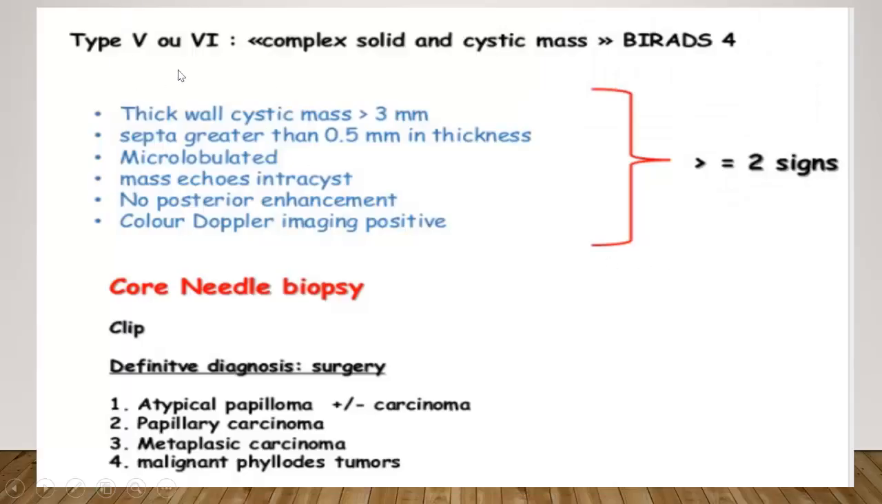Okay, type 4 and type 5 and type 6, complex cystic and solid lesions, those that we give PI-RADS 4. Thick wall cystic mass more than 3 millimeter, septi greater than 0.5 millimeter in thickness, microlobulated in parts, mass echoes intracystic, and no posterior enhancement, and color Doppler positive. This is what we give PI-RADS 4. Those need core needle biopsy or clip and removal, and the definitive diagnosis is the surgery. Maybe atypical papilloma, papillary carcinoma, metaplastic carcinoma, malignant phyllodes tumors, all these may be complex cystic and solid.